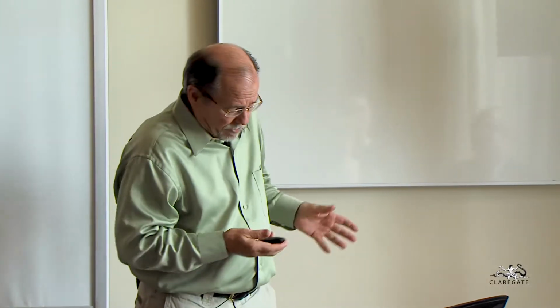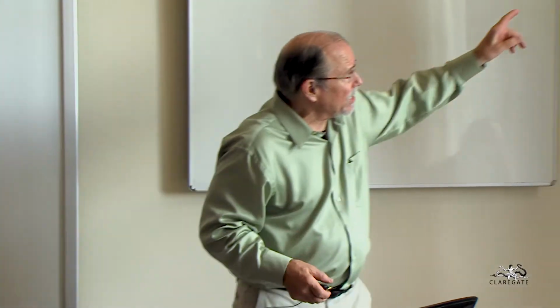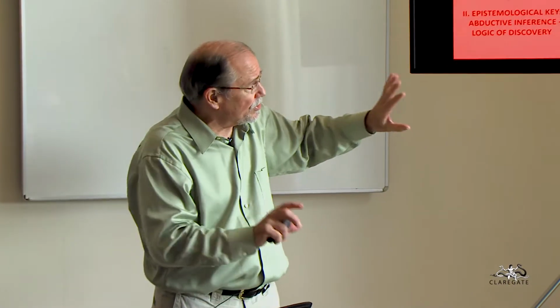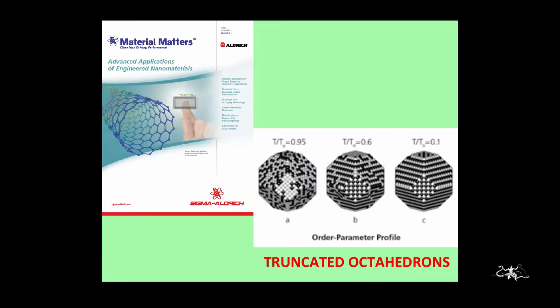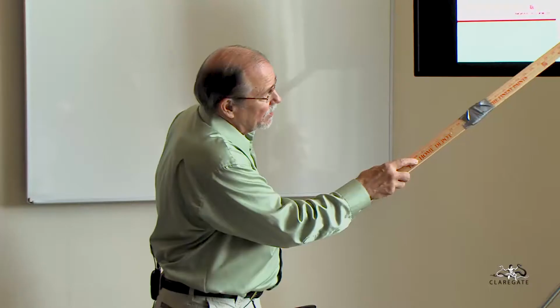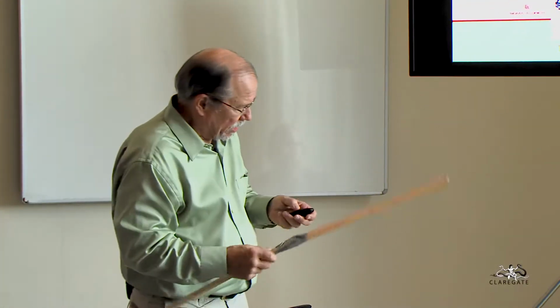Okay, so I mentioned the ontological key. Again, harmonic ratios, nature's fractals, and these truncated icosahedron, or octahedrons, I'm sorry. If you take a look here, you'll see in nanotechnology, advanced applications of engineered nanomaterials. Here are some examples. These are truncated octahedrons.